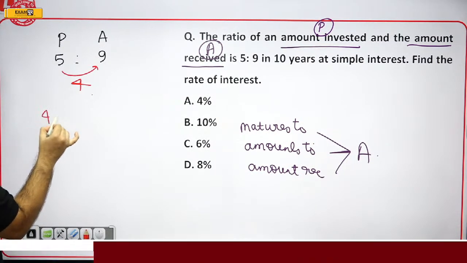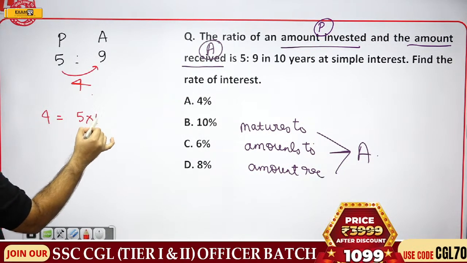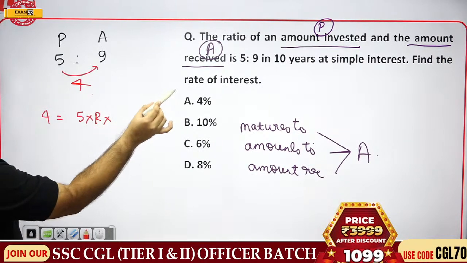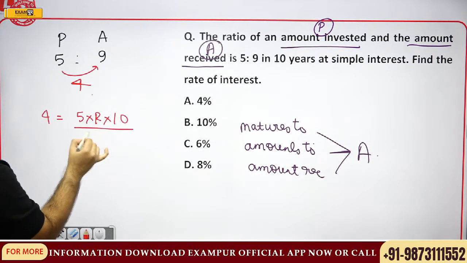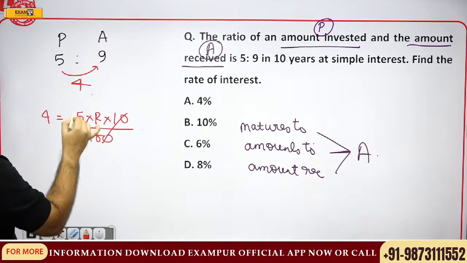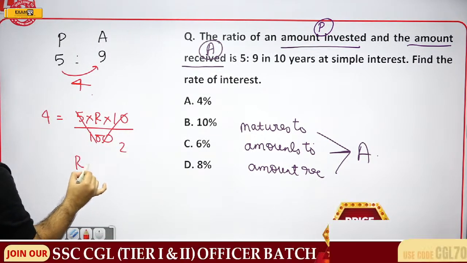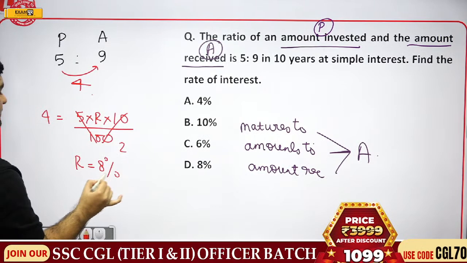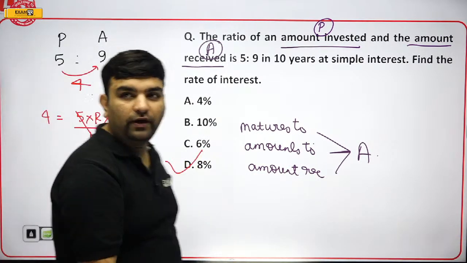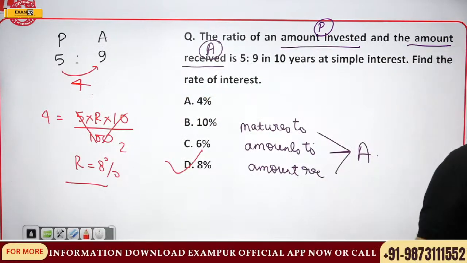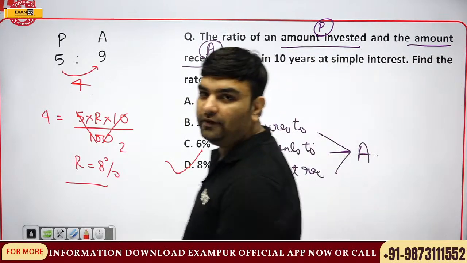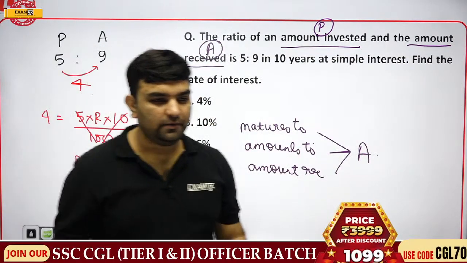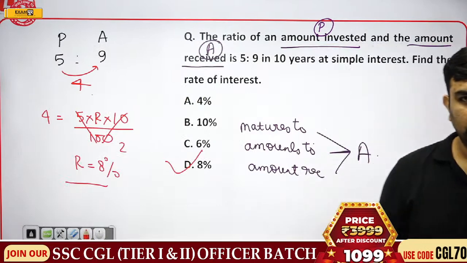So interest 4 is principal into rate into time. Time is 10 years over 100. So rate is 8%, my dear friends. All the very best, Srivani, Gobinath, Prajwal and Shivam Sharma. Proud of you. Great.